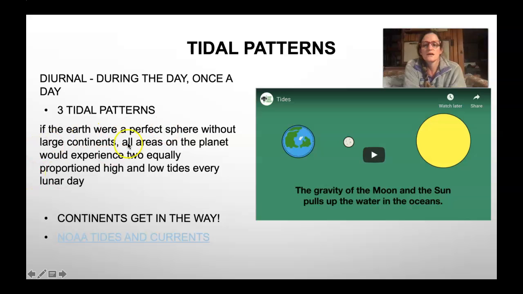The tides everywhere would be real consistent, but the continents get in the way, and the topography of the seafloor is different, and the sizes of the ocean basins are different. So that changes up the tides.